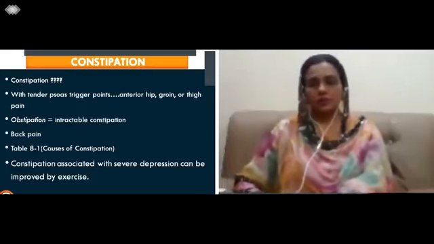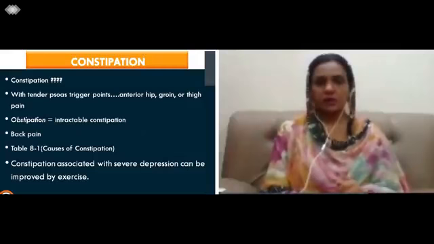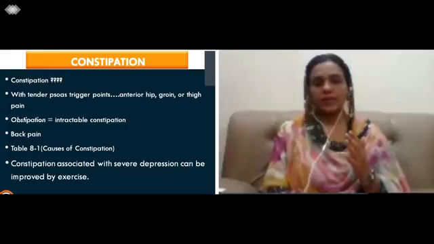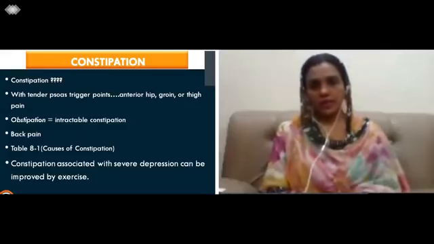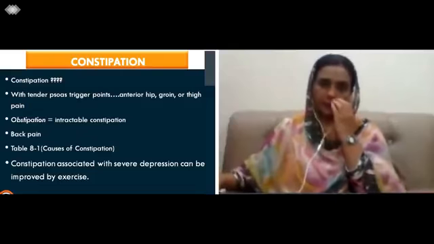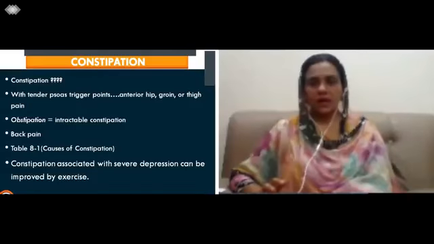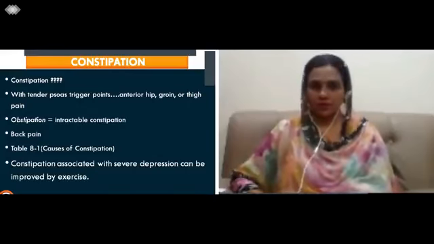Then constipation. Constipation is a very common problem. What is constipation? It can be defined as the patient having difficulty in evacuating the feces, or the frequency of evacuation being less than 3 in a week, or sometimes the feeling of completely emptying is not there. So these can all be termed constipation.